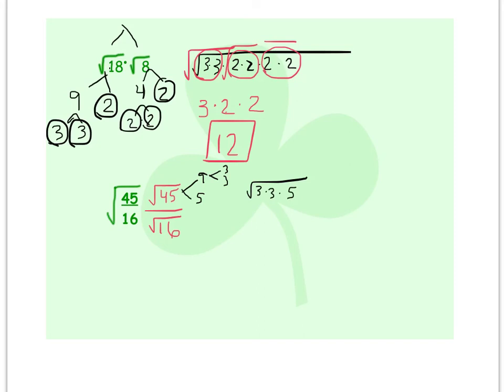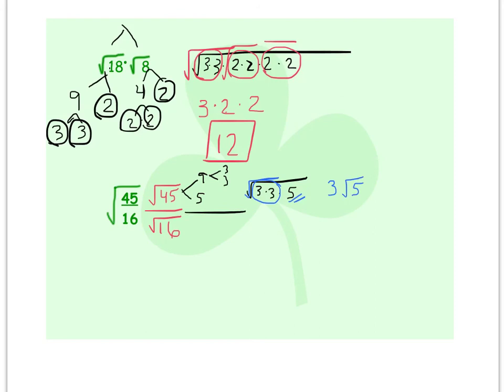I see a pair that I know. That created 9, and the square root of 9 is 3, and I'm left over with a square root of 5 that I don't know. But that was just for the 45. The rest of it, there was a fraction.